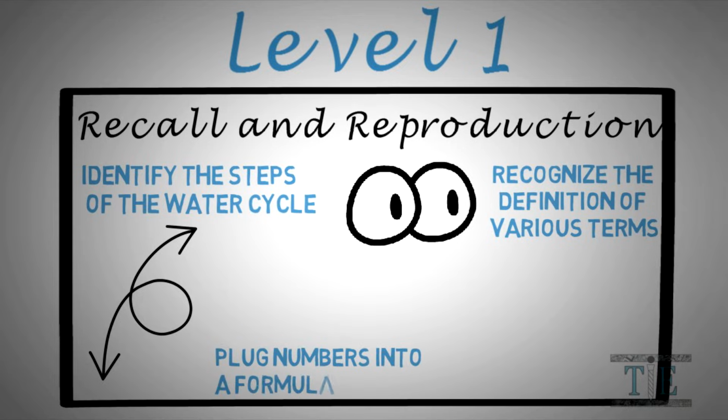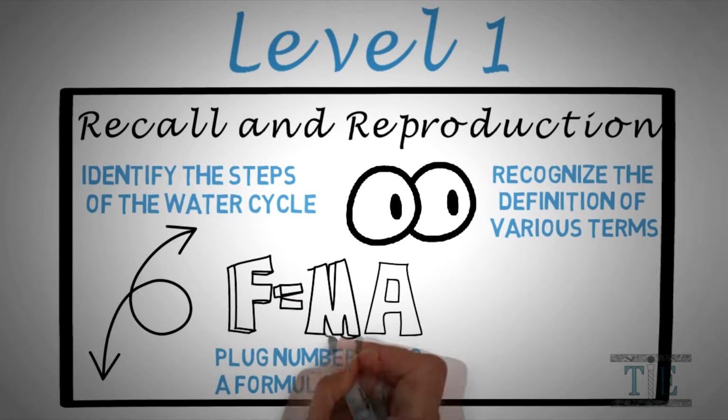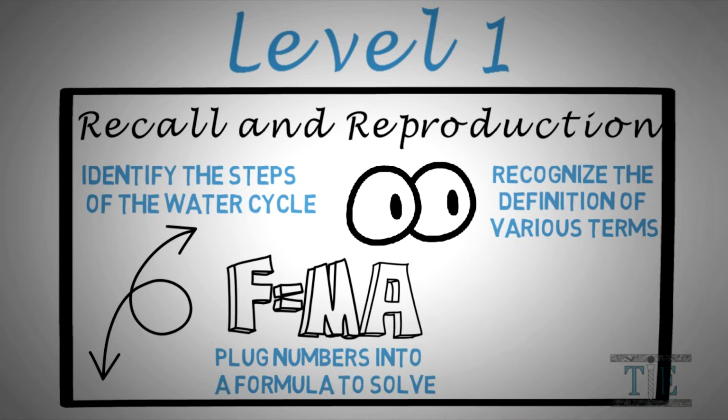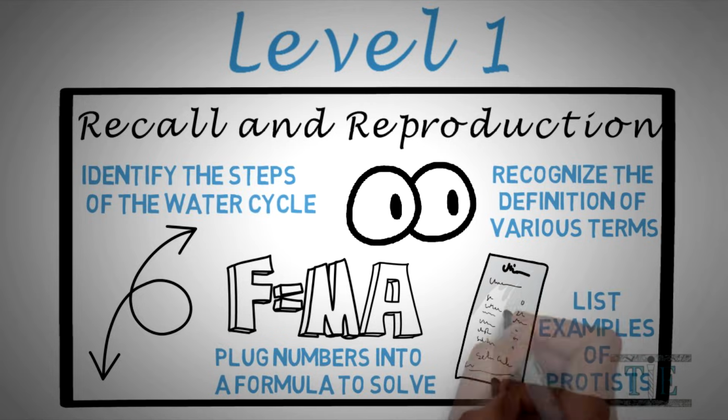Plugging in numbers to solve an equation is another example. Say they plug in mass and acceleration simply to find the force. Lastly, for level 1, maybe simply list examples of protists. All that really requires is being able to reproduce the names of the protists.